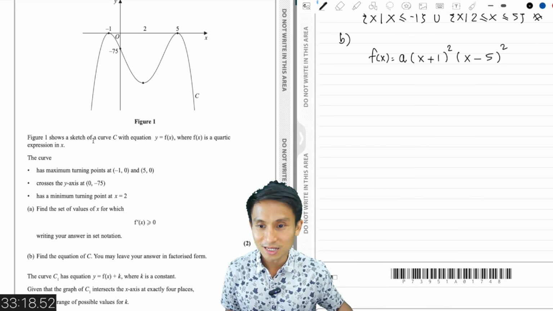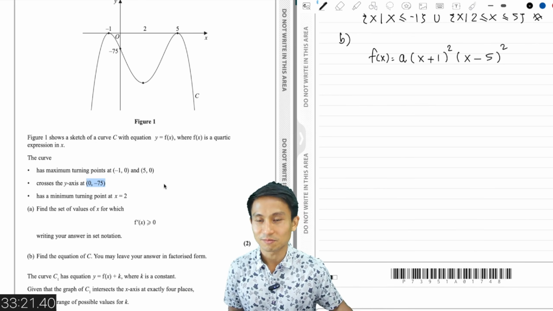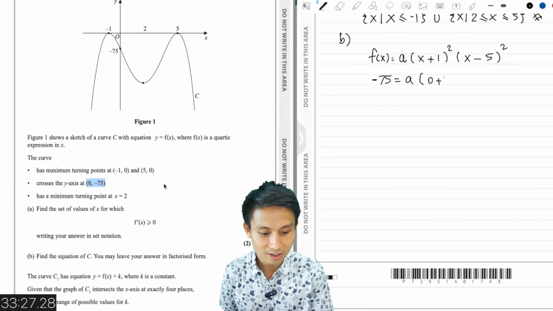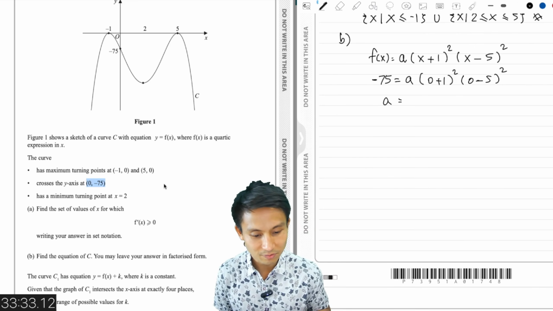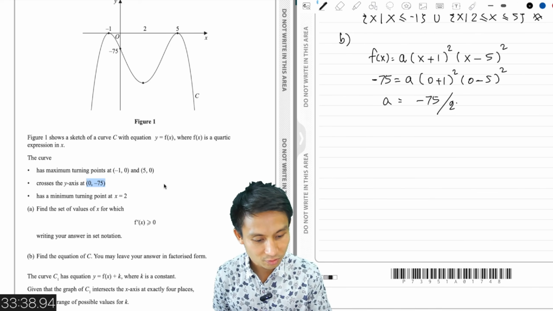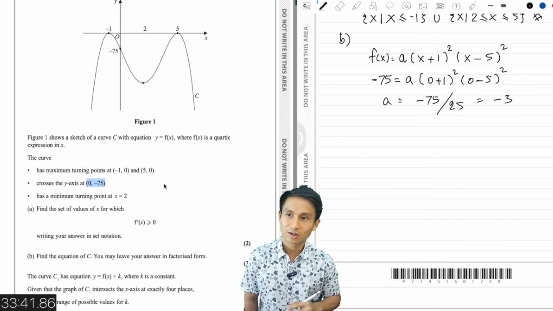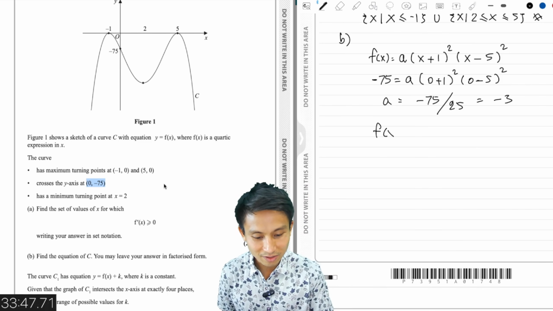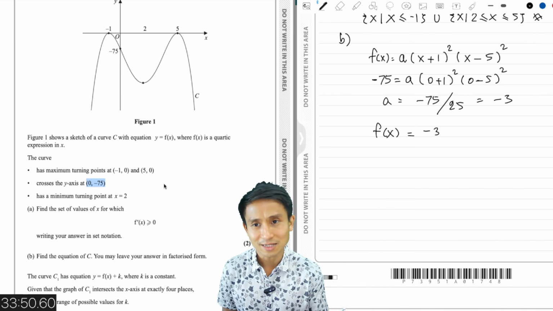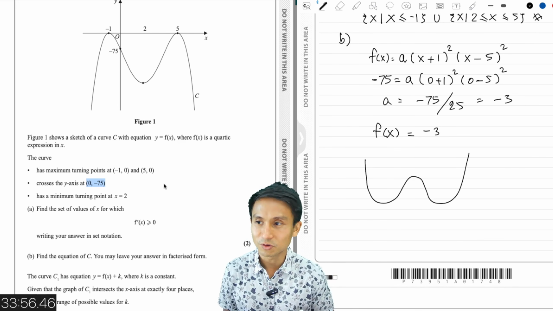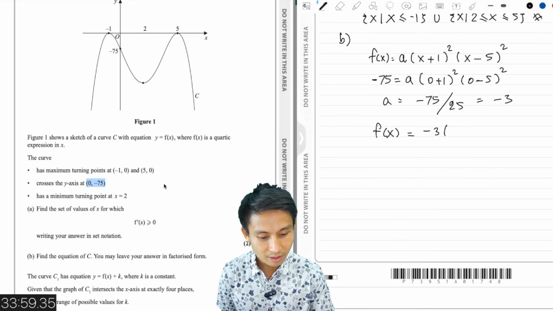So we need to use the other information here, the y-intercept. If we plug in x equals 0, we're going to get -75, to find the value of a. I'm just plugging in everything here, basically. See what we got for a. And a turns out to be what? -75 divided by 1 times 25, so that's 25 basically, so that's -3. See, if you didn't try that, you wouldn't have known that it doesn't have to be 1. So now I can conclude that f(x) is -3 times (x plus 1) squared times (x minus 5) squared. Well, it makes sense because you have an inverted quartic shape there. If it was positive, it should be like a W shape. Yeah. And then we write down everything.